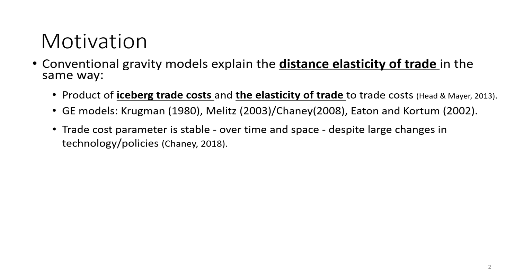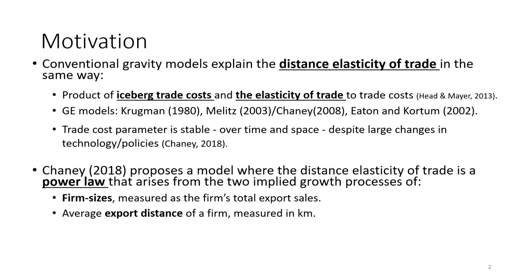Based on that criticism, Chaney proposes a new model where the distance elasticity of trade is a power law, and it just arises from two growth processes. There is an implied growth process in firm sizes, where firm size is just the measure of the firm's total export sales. And there is a growth process within the firm of the export distance. So as the firm becomes larger, the average export distance measured in kilometers will increase.